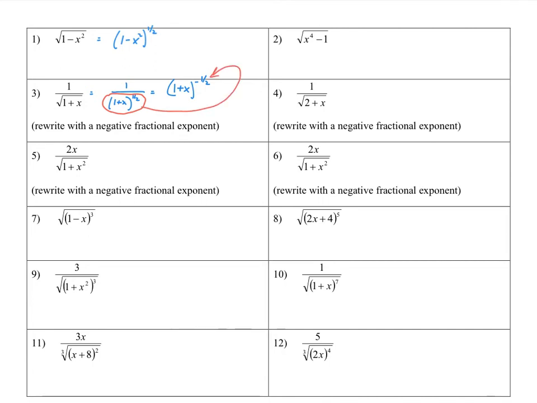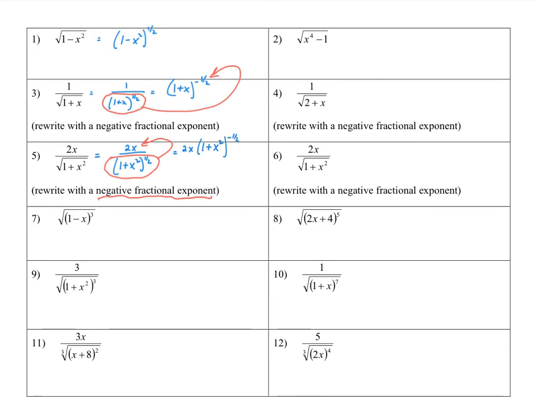Number 5, 2x divided by the square root of 1 plus x squared. That's equal to 2x divided by 1 plus x squared to the 1/2 power. The directions say to rewrite with a negative fractional exponent. So, all this stuff in the denominator, move it to the numerator, and make the fractional exponent negative. Our final answer will be 2x times 1 plus x squared to the negative 1/2.